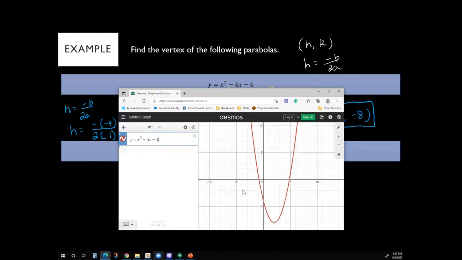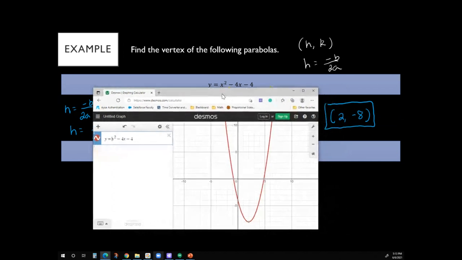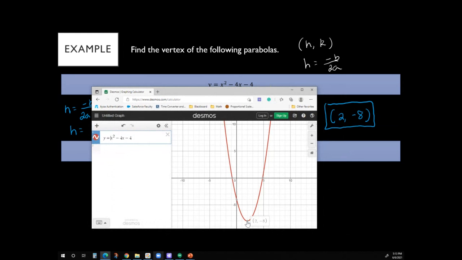Okay, and so you can see it gives us a U-shape. It's opening up because the x squared has a positive in front of it. And this is the vertex right here, this lowest point. This is the minimum, and when I hover over it, you can see that it gives us the same value that we found using our formula, 2, negative 8. And so that's a way to check that you did your math right, by graphing it and then double checking that the number you see on the graph matches what you solved for, assuming that you typed in the correct graph.